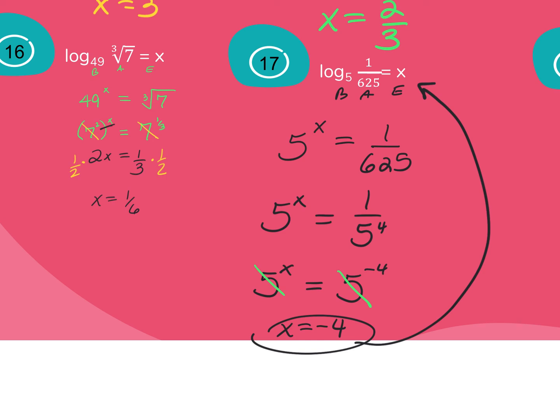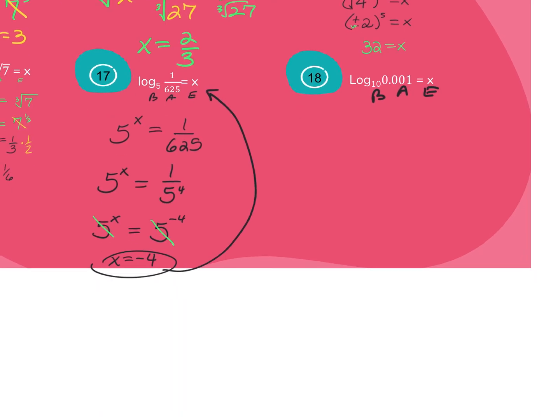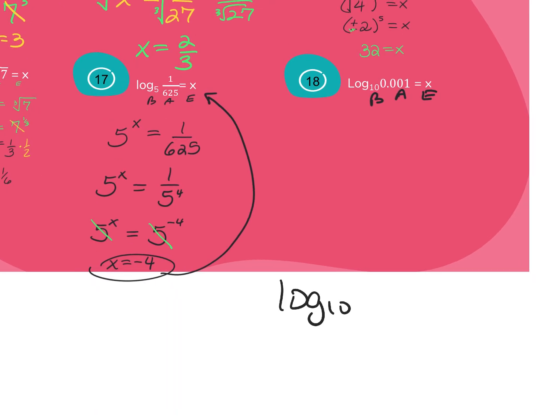Let's try the next one. BAE again. So again, if the question in WebAssign just looks like this, 0.01, and then it doesn't have anything here, you can add in the equals x when it says to simplify. So here it would be 10 to the x equals 0.001. As soon as you see that it's equaling a decimal or a fraction, that should be a clue that your exponent is going to be negative.